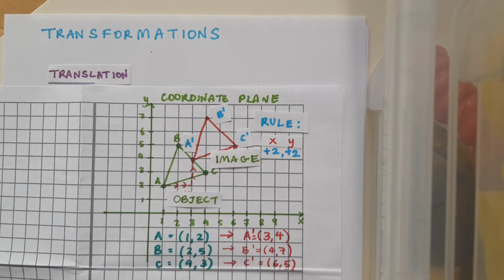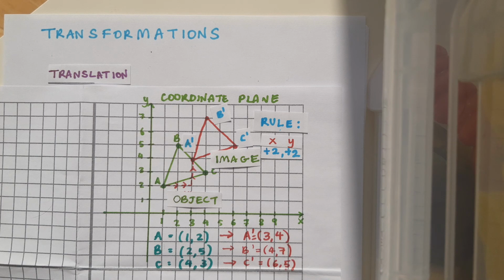We can see that if required, we can join up the points A dash, B dash, C dash, and they are going to give us a triangle that has the same size and shape as the original object ABC, but just in a different location. So it's like that object ABC has been slid in the direction +2 +2.